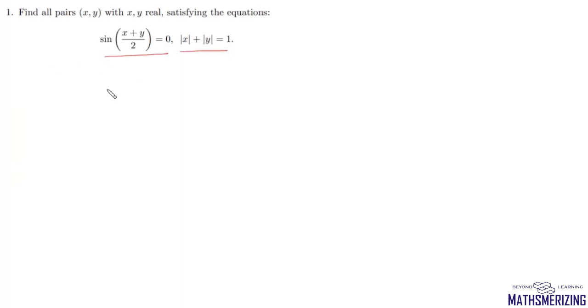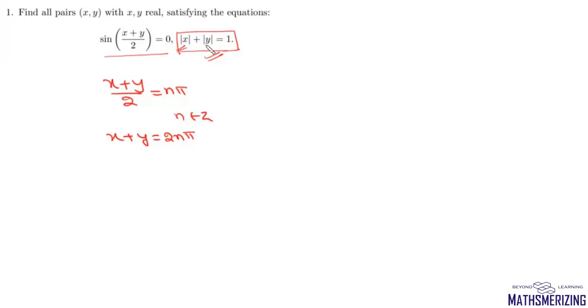So for the first equation, we know that if sin θ is 0, then θ is nπ. So from here we can write (x + y)/2 must be equal to nπ, where n belongs to Z, or we can say x + y equals 2nπ. Now the second equation represents a square. So what we'll do is draw these two graphs and then look for points of intersection, which represent the solution to this system of equations.